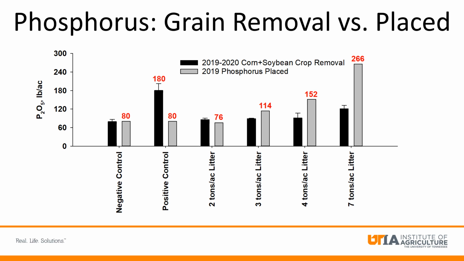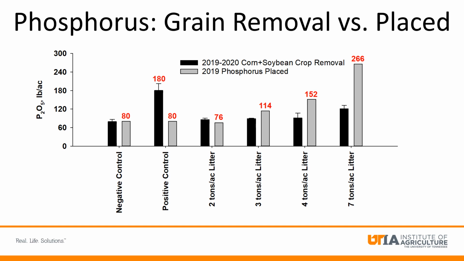Transitioning now to add some context to the 2019 and 2020 corn plus soybean crop removal of phosphorus. This graph here presents the P2O5 in pounds per acre, and the dark bar is the crop removal and the light gray bar is the amount of phosphorus that's replaced.